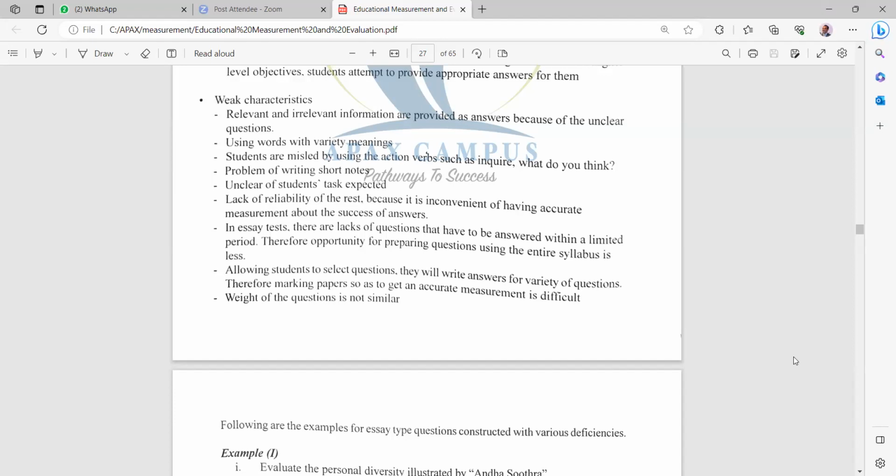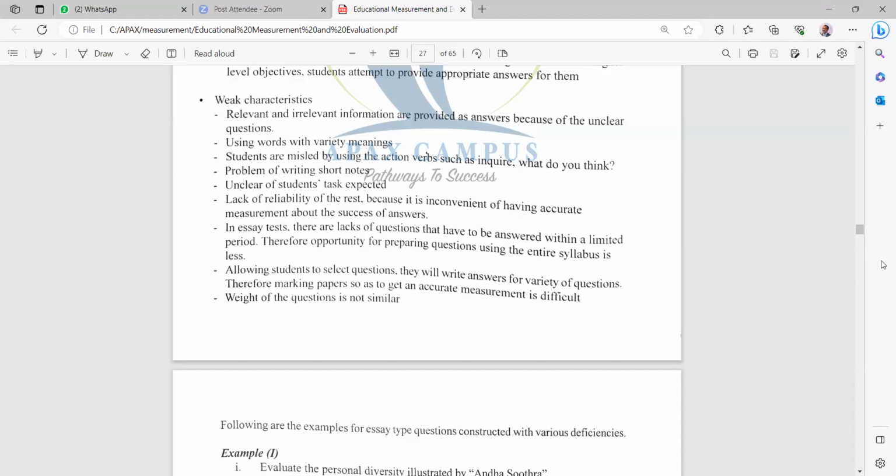We are not sure about that. So we don't know which question will be selected by the students. So therefore, we need experts to mark these answers. Weight of the questions is not similar.